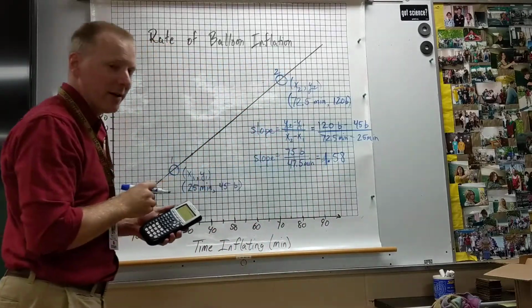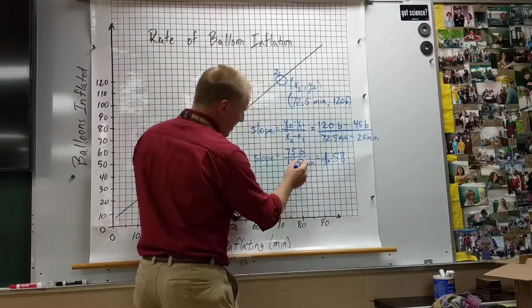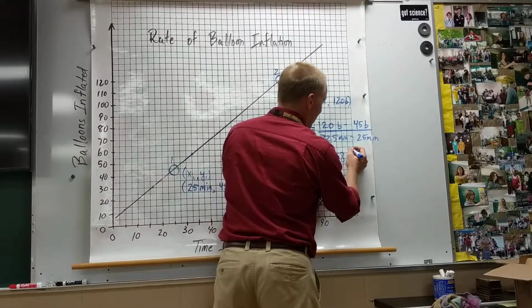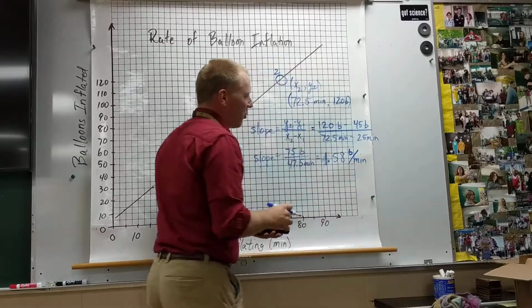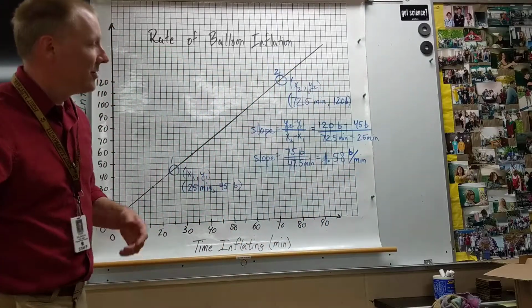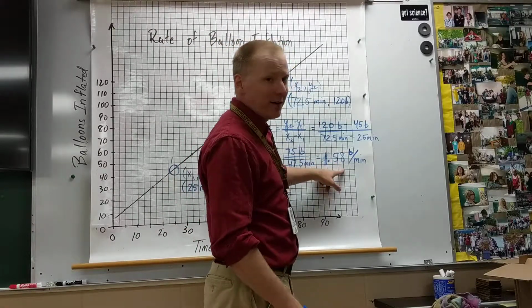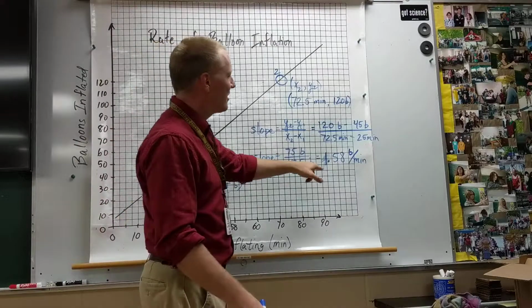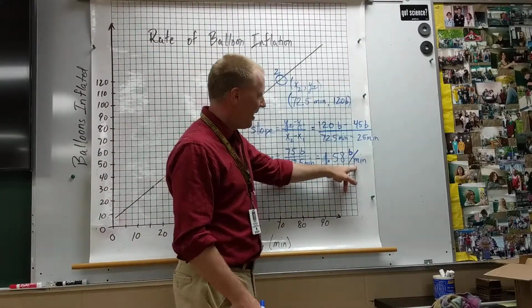So either 1.58 or 1.6. And then I don't want to forget these units. The units that I just wrote, the balloons over minutes, just get rewritten. Balloons over minutes. It's 1.58 balloons per minute is how we read it. And that's my average rate for inflating over this time. Okay? Every slope that you do should look something like this, with a number and the units.